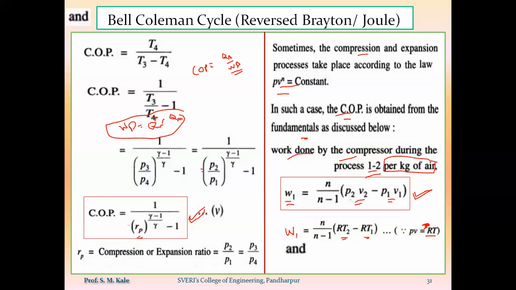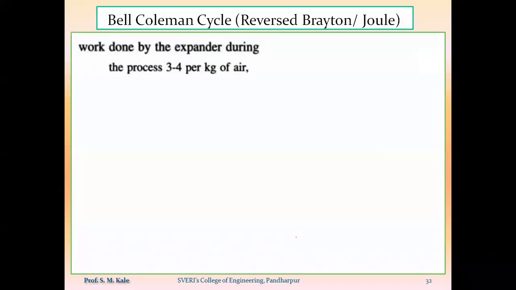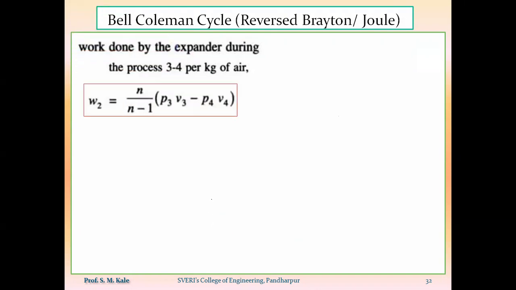In the similar fashion, we can calculate the work done by the expander, because the expansion process is the 3 to 4 process. So the work done by the expander during the process 3 to 4 per kg of air will be calculated by using another formula.